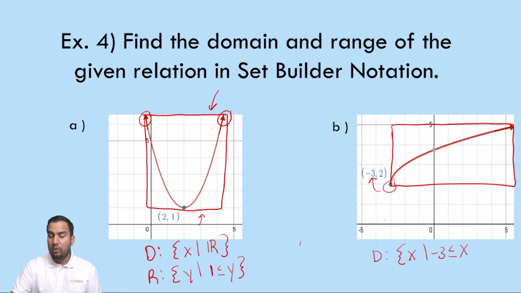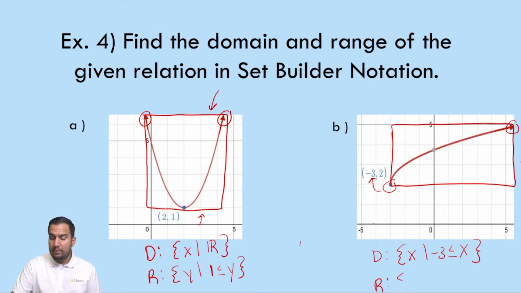Now I'm going to go to the right point, but I notice there's an arrow. An arrow means there's no ending. So if there's no ending, I'm not going to put all real numbers because the left didn't have all real numbers. So I'm just simply going to close it. That's it. Now I'm going to move on to the range. I'm going to do the same concept. How low to how high?